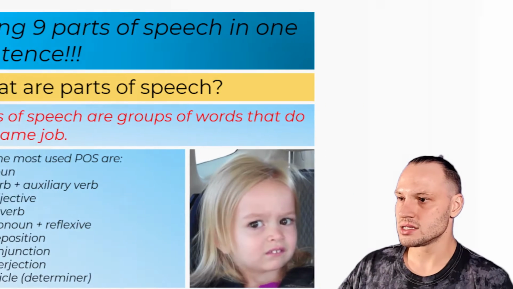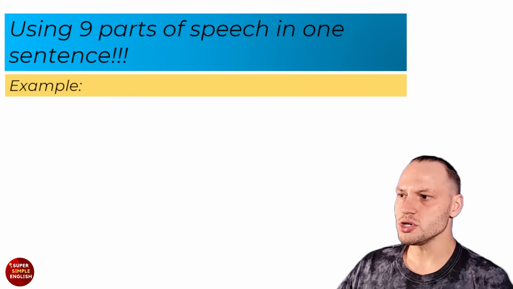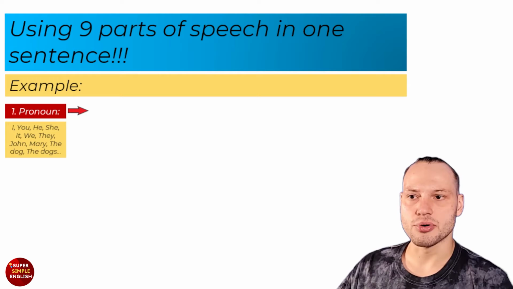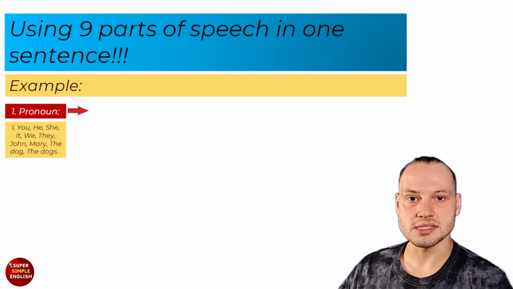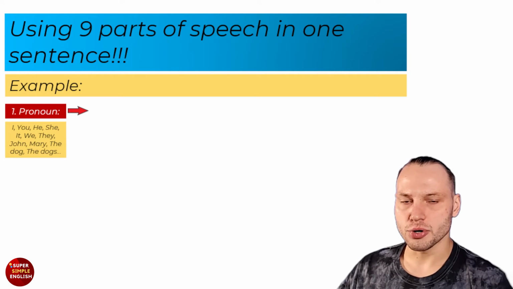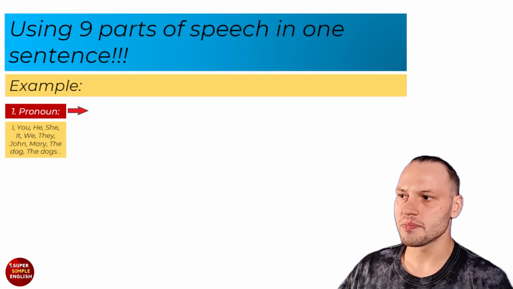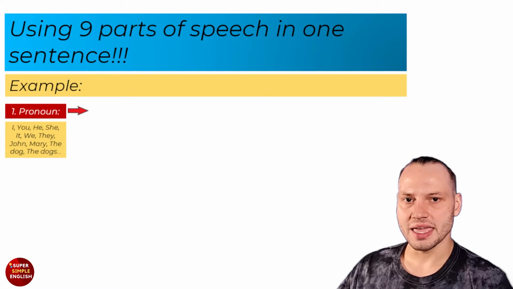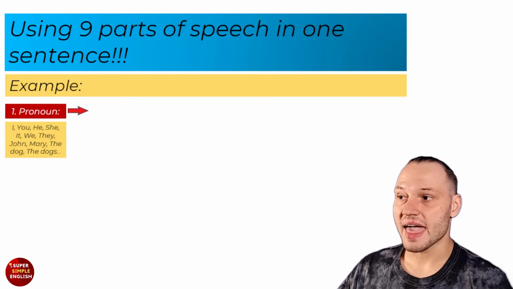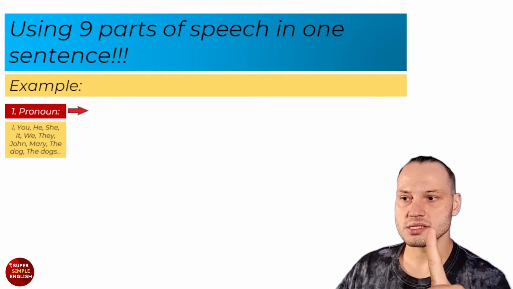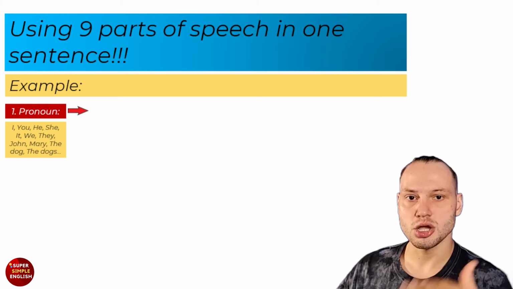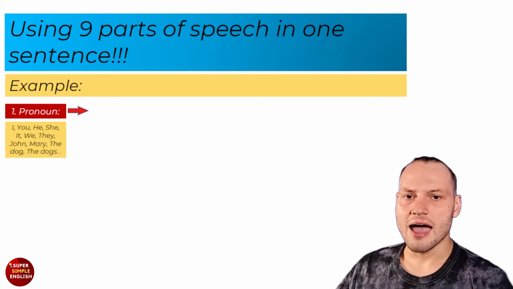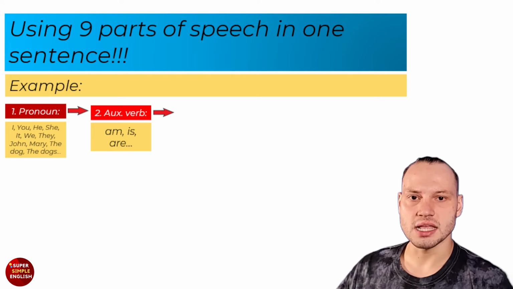All right, so the first one that we will take a look at is a pronoun. A pronoun is who or what the sentence is about. Now, the pronouns I have chosen are I, you, he, she, it, we, they, John, Mary, the dog, singular, the dogs, plural. After your pronoun, you put an auxiliary verb.